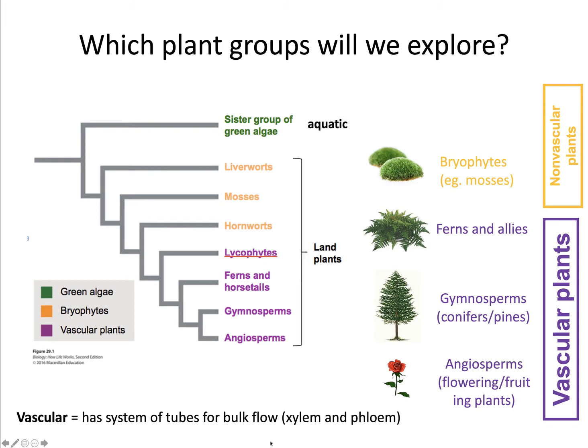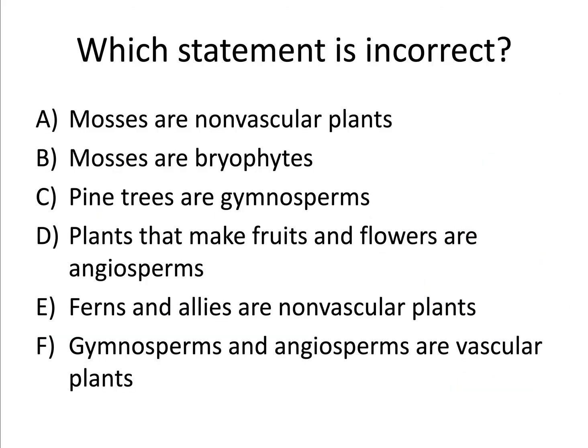In other words, they have a system of tubes for bulk flow, like xylem and phloem. And once again, we'll talk about this in more detail in future slides. So try to have all of these terms straight in your head. Okay, which statement is incorrect? Which one's false?